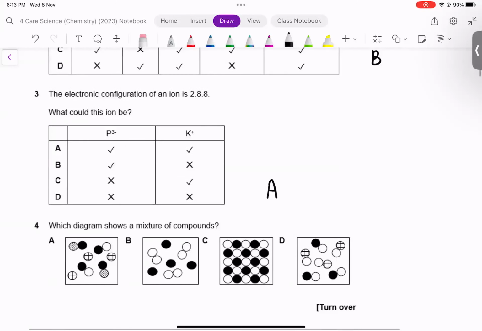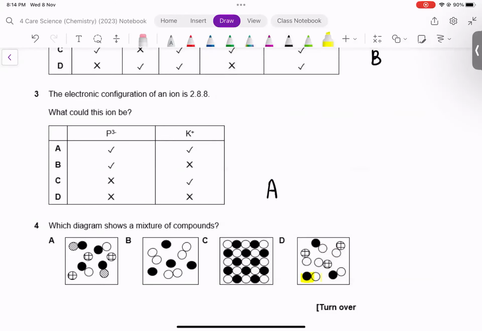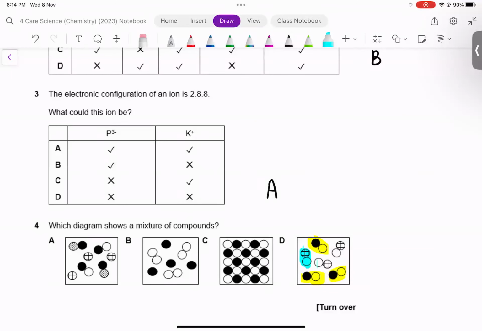Now, question 4, I think some of you may still be confused about how to interpret particle diagrams to differentiate between elements, compounds, and mixtures. So please remember, compounds must be joined together. So this is a compound. This highlighted in yellow is a compound. So these are molecules of compounds. There is another compound in D, highlighted in blue.